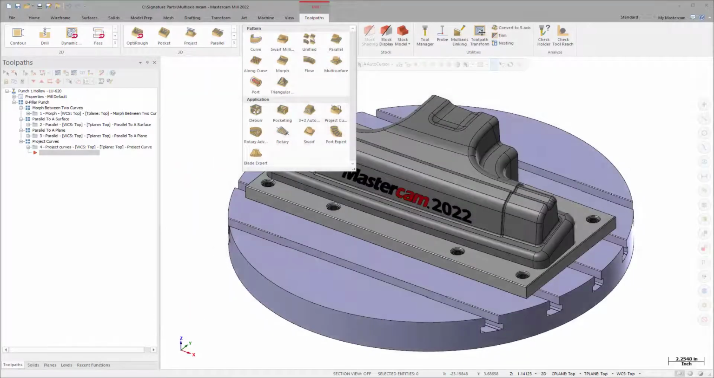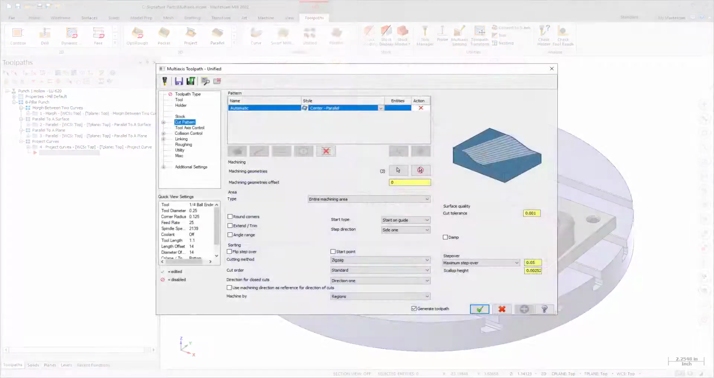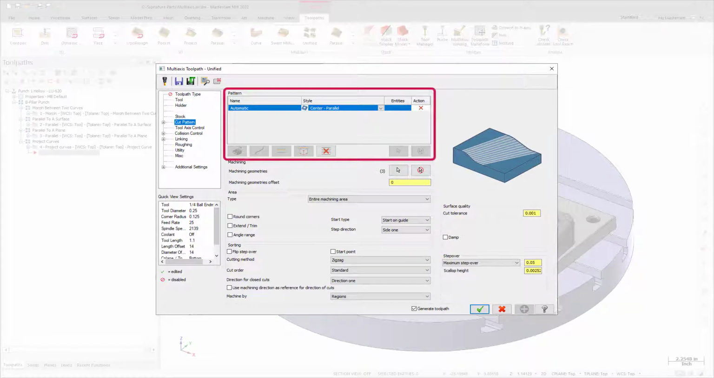This single toolpath gives you access to all these surface-based toolpaths: morph, parallel, along curve, and project, as well as the geodesic toolpath options, automatic and guides, in a single interface. You can add or remove patterns, such as switching from a parallel to a chain pattern to a morph between two surfaces without starting the toolpath over.